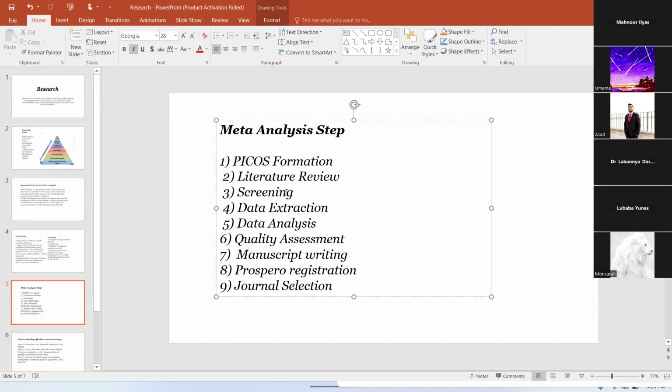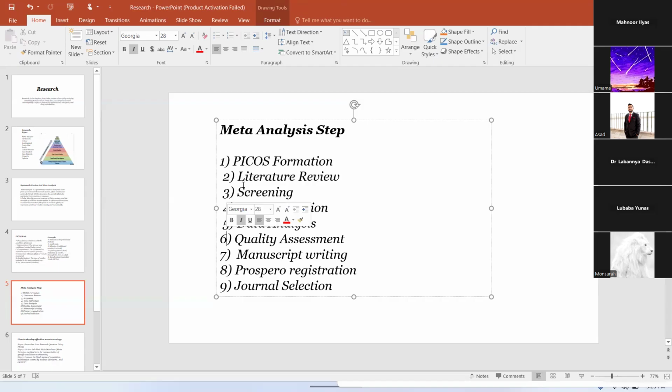Now, once we are done with screening, we'll do the data extraction, the data analysis, and the quality assessment. After quality assessment, we'll do manuscript writing. In manuscript writing, first of all, we write the introduction, then the methods, then the results, then the discussion, and finally the conclusion. Then we'll register this on Prospero and then do journal selection. So today we'll be covering the first 3 things. We have covered the first thing. Now moving on towards the literature review.